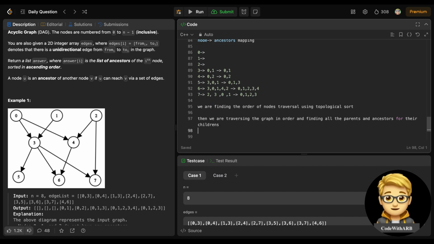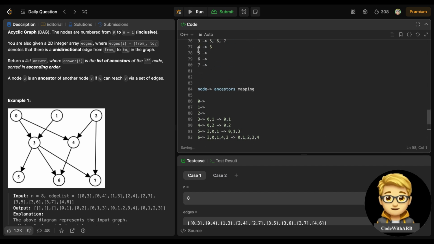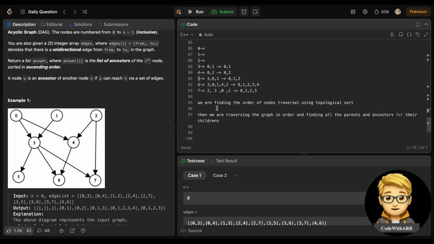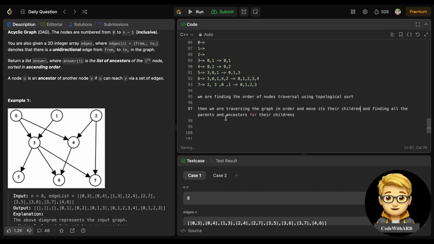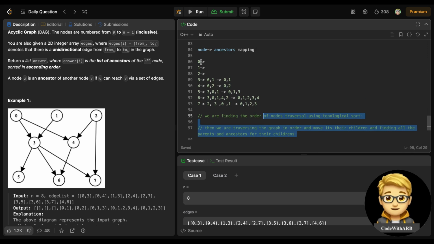So we are moving to each node, then we go to its children, in order, and move to their children, and then we make that node the parent. Then we are also moving to its parent ancestors, if present, for this child, right? So basically we are doing that.